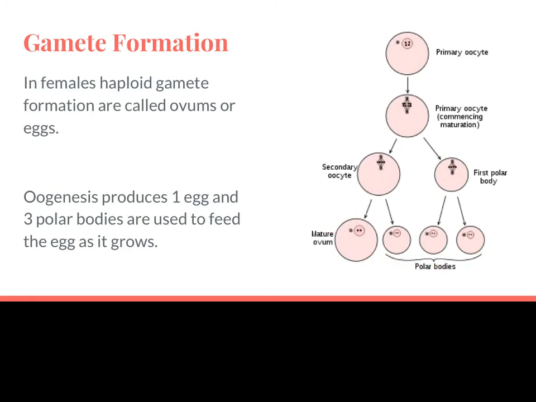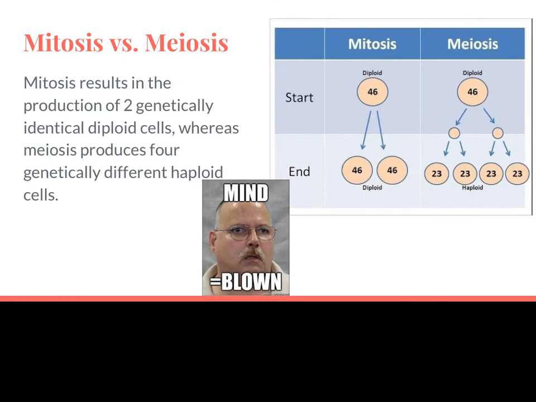And all these are going to do is they're actually going to be used to feed the major egg. So unlike sperm, where we make 4, we do make 4 eggs, but 1 actually is going to mature into the ovum, and those other 3 eggs, quote unquote, are going to be used to feed it. So it kind of eats other eggs. It's kind of cannibalistic, but got to feed that egg. It's hungry.